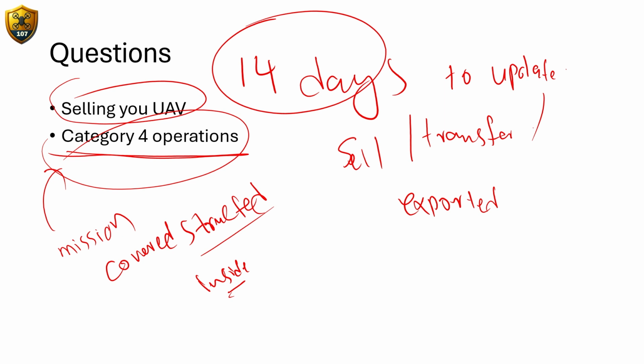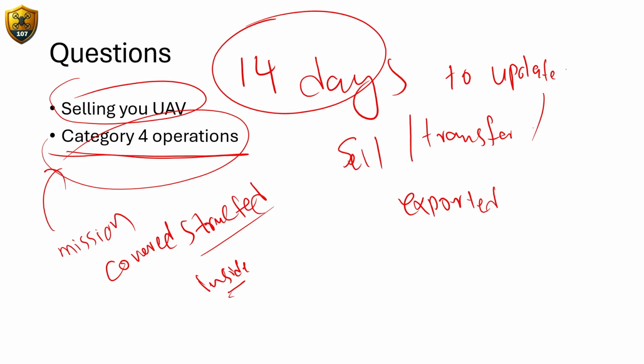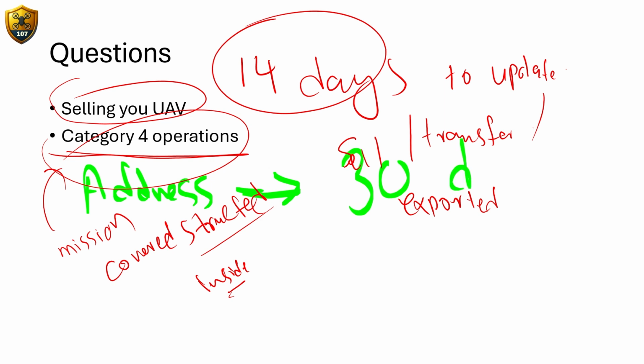Okay. And also let's talk about an address change. So suppose that you change your address, right? An address change should be notified to the FAA within 30 days. So for an address change you have 30 days to make the necessary updates to the FAA.